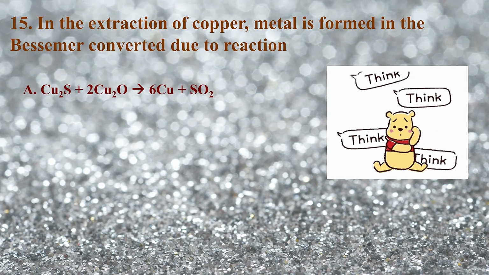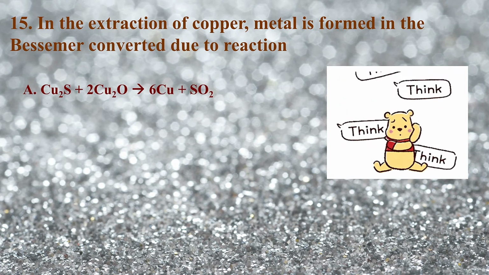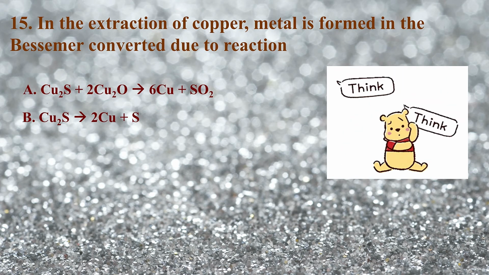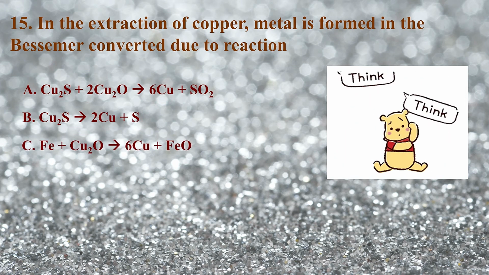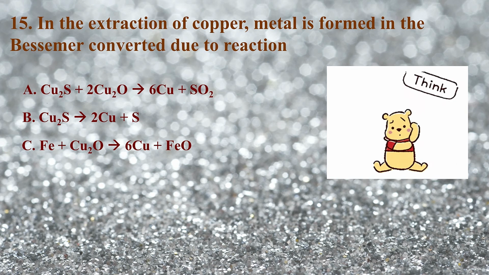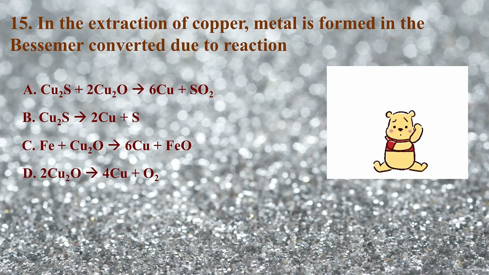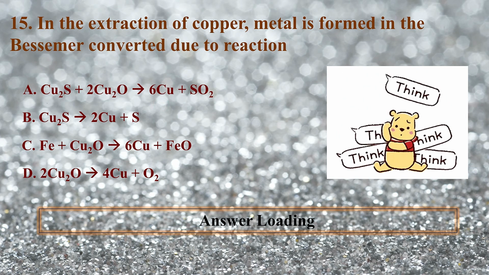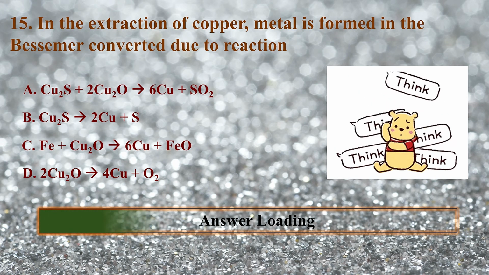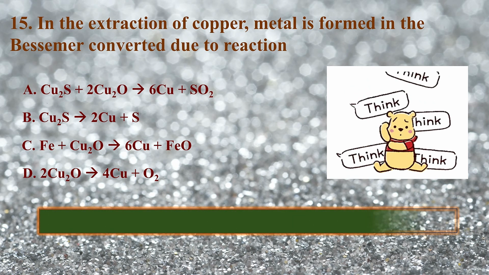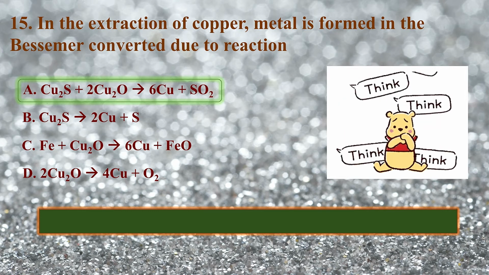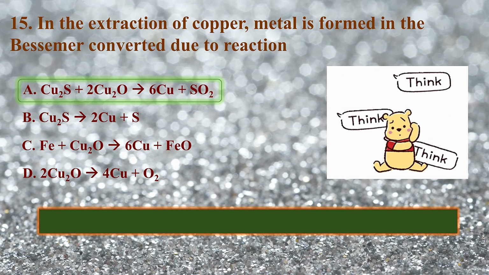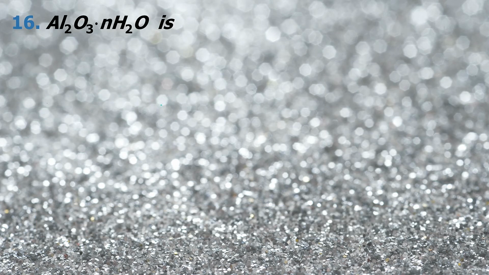Option A is Cu2S plus Cu2O forms copper and sulfur dioxide. Option B is Cu2S forms Cu plus S. Option C is Fe plus Cu2O forms copper and iron oxide. Option D is Cu2O forms copper and oxygen gas. And your time starts now. Correct answer is option A, Cu2S and Cu2O forms copper and sulfur dioxide in this process.